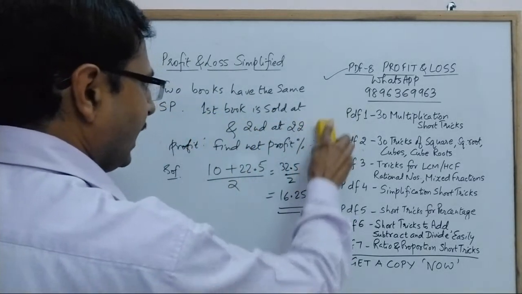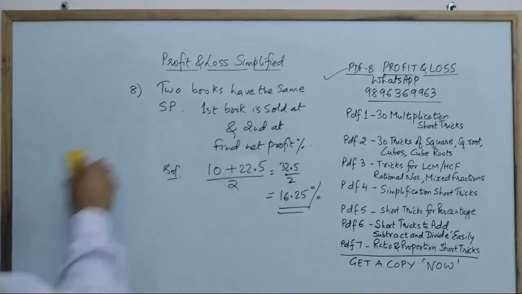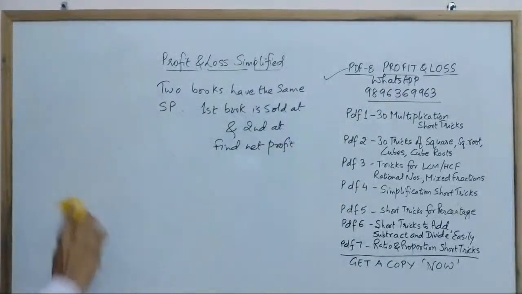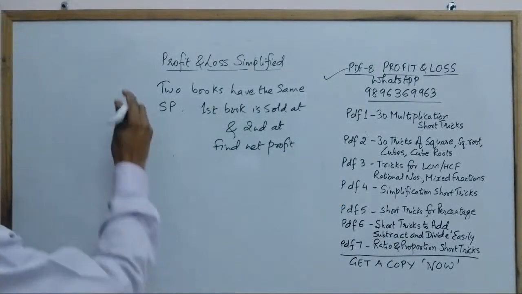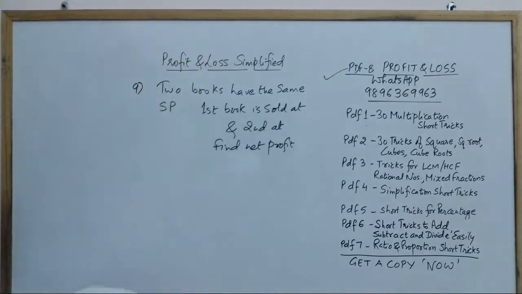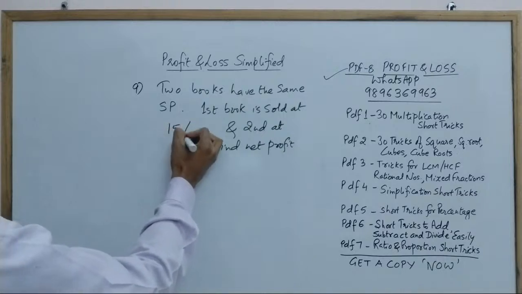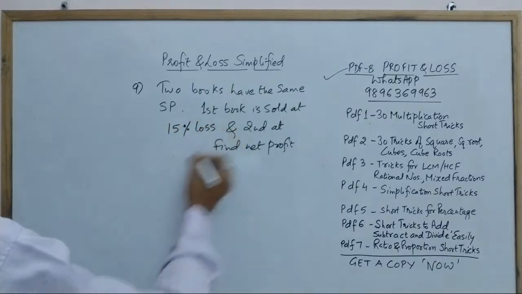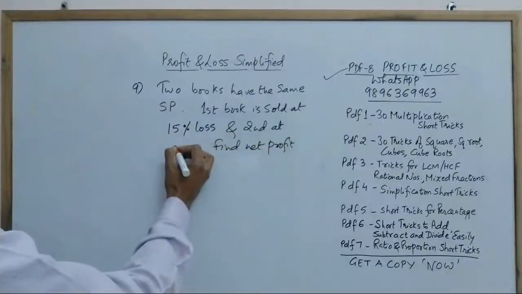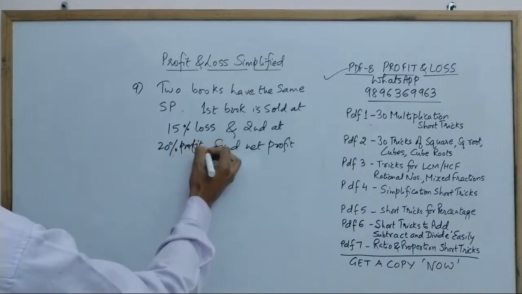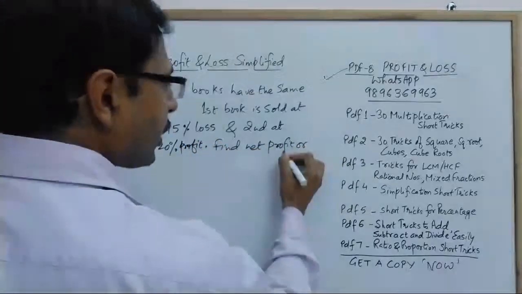Second, I'll remove this part. Now find the net. Okay, so I'll keep some part of the statement the same, because I need to save time also. So 2 books, again the books have the same selling prices. The first one is sold at a 15% loss, and the second at, now I'll give you a 20% profit. In this case, now you need to find the net profit or loss percent.